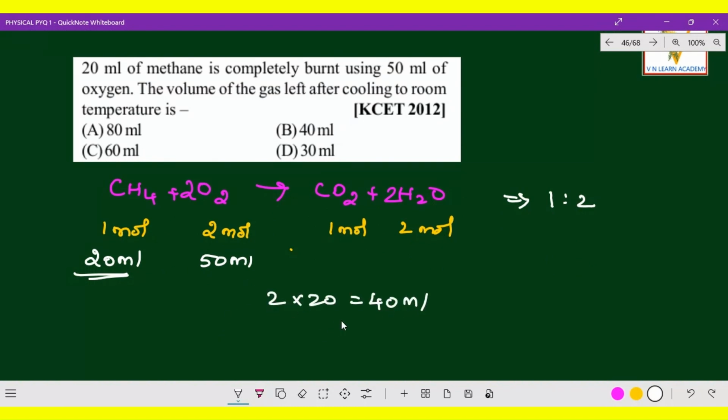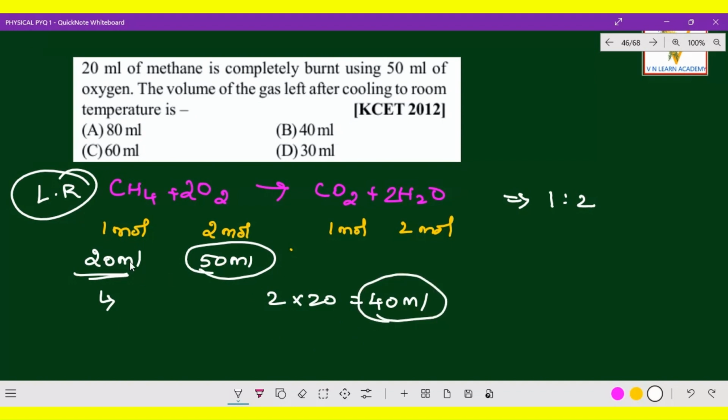So which is the limiting reagent? Of course, methane is the limiting reagent. What do you mean by limiting reagent? The one in least amount, which is completely consumed. But how much have they provided? 50 ml, which is more than 40 ml. For 20 ml of methane, only 40 ml of oxygen is required, but they have given 50 ml. So methane is the limiting reagent and oxygen is in excess, as you know very well.